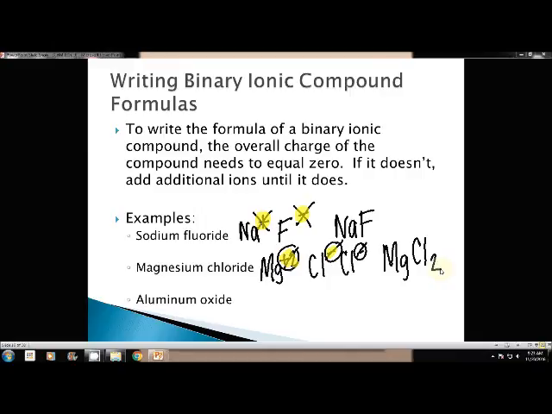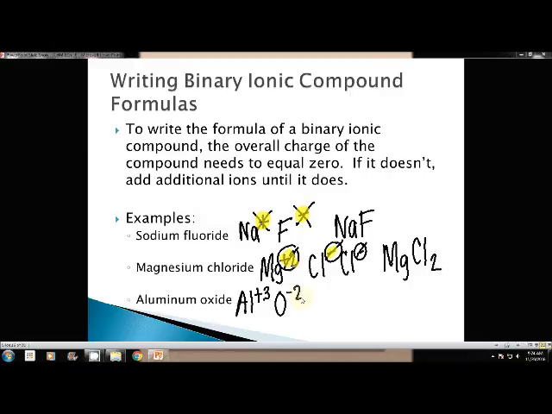Last one is aluminum oxide. Aluminum is Al+3, because it's in 3A. Oxygen for oxide, and that has a -2 charge from 6A. So those charges do not add up to 0. So we need to add ions until it does.